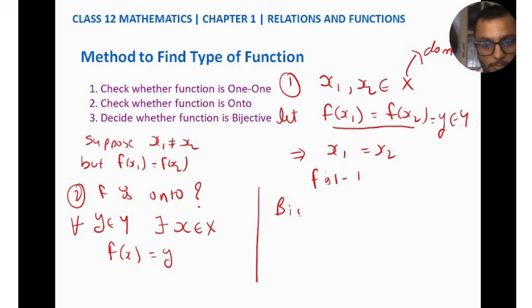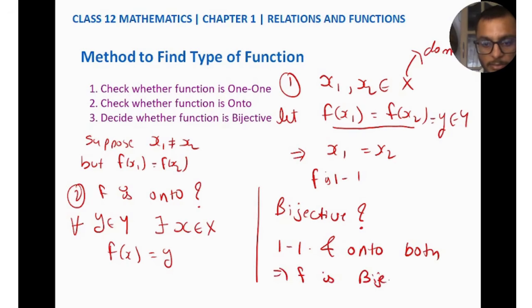Now what is bijective? How will we find whether the function is bijective or not? You should check whether it is 1-1, and then check onto. If you are getting 1-1 and onto both, that will give that the function is bijective, right? You got it right, how to see whether functions are 1-1 and onto.